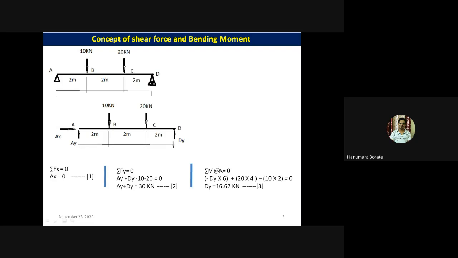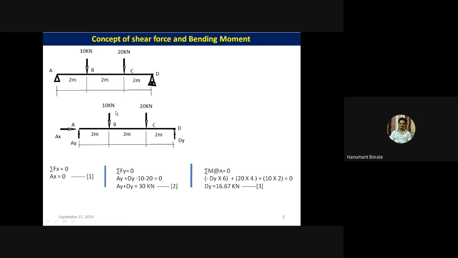So we'll take moment about a point. We are taking moment about point A to avoid the calculations, because at A two forces are acting. We can take moment at point B, C, or D, or anywhere. But to avoid the calculations, we need to take moment where the number of forces is more, right? So we are taking moment at the point A.